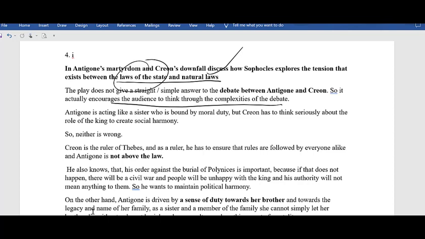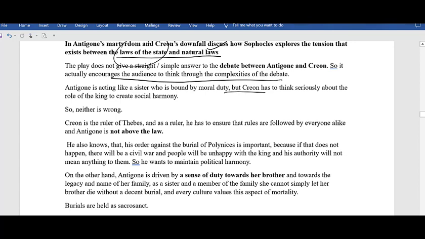Now we know that neither Creon nor Antigone is wrong. Antigone is acting as a sister who is bound by moral duty, but Creon is also thinking seriously about his role in society as a king, and for him it is important to have social harmony. So neither of the two is wrong. Creon is the ruler of Thebes, and as a ruler he has to ensure that the rules are taken seriously by everyone, and Antigone is not above the law. That is an edict that Creon goes by.